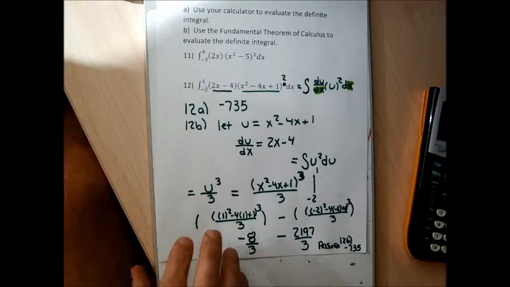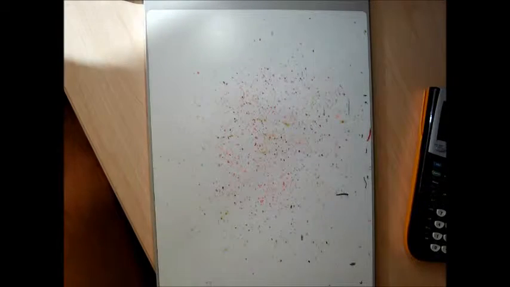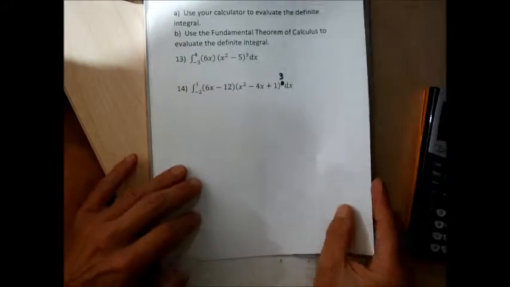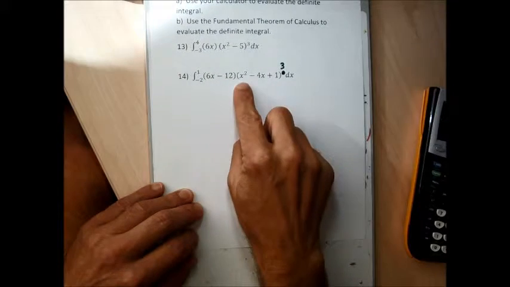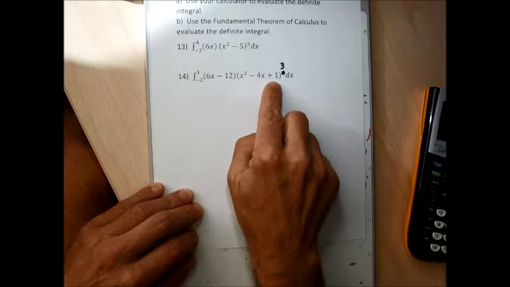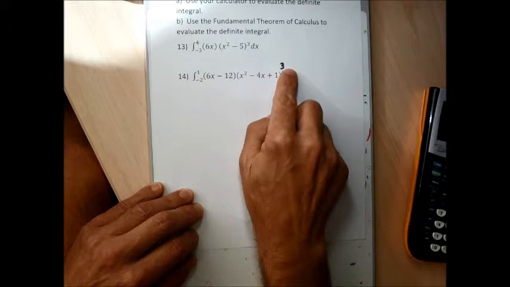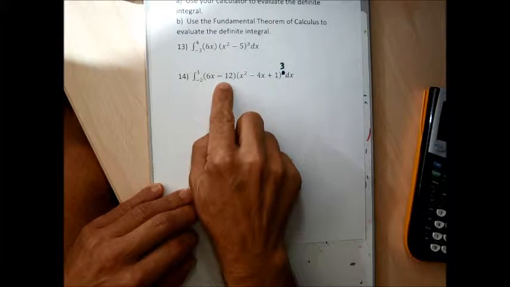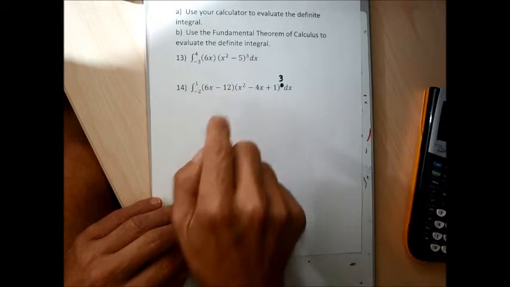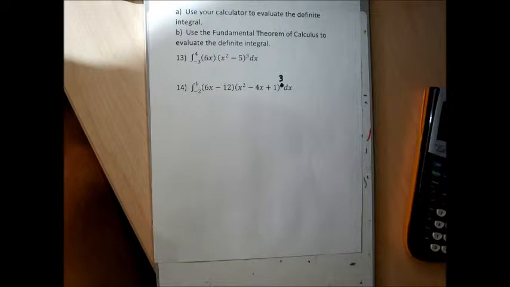And then the last problem for this video, we have a similar problem. What I did is the x squared minus 4x plus 1 is the same, but I changed the exponent and I changed the contents of this parentheses. It makes the integration a little bit harder, but doesn't make the calculator work harder.